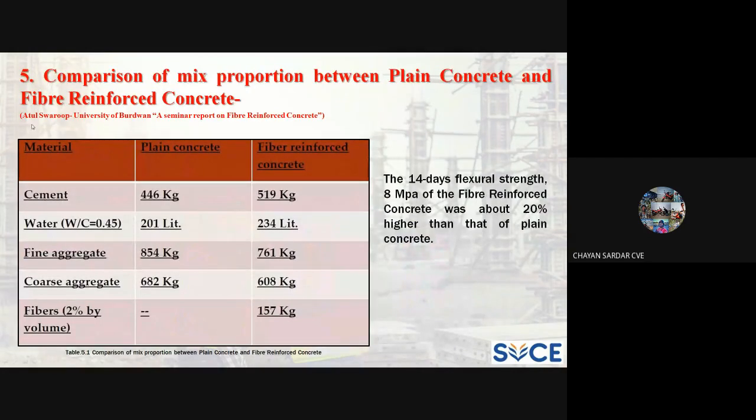This also I took from a journal. It's a comparison of materials for plain concrete as well as fiber reinforced concrete. So you can see for fiber reinforced concrete, the cement content is a little higher. But the fine aggregate and coarse aggregate content are both less, since fiber acts as an aggregate in concrete. So compared to plain concrete, the aggregate quantity will be less in fiber concrete.